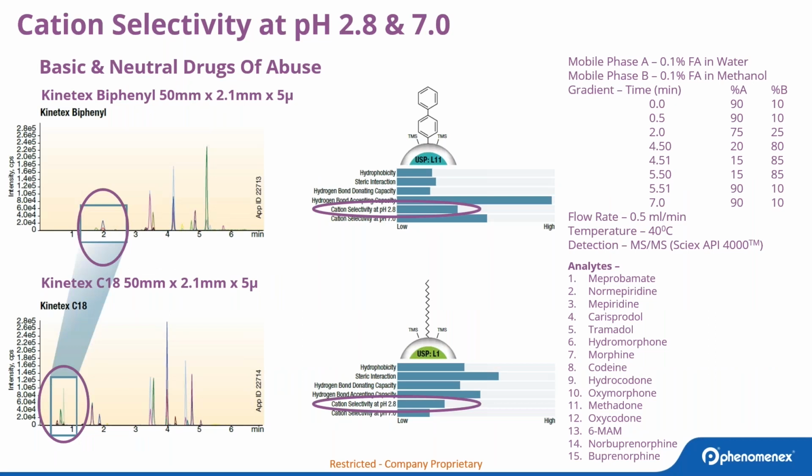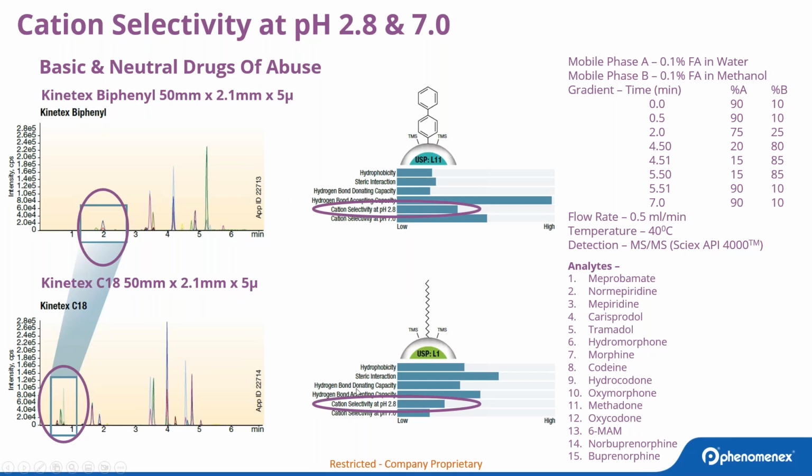Here's an example of this. So we have basic and neutral drugs of abuse, and we have it on, first, we tried a C18, right? We have a large amount of different analytes that we're looking at. So we go to a C18 first.